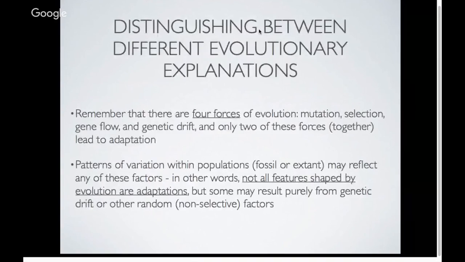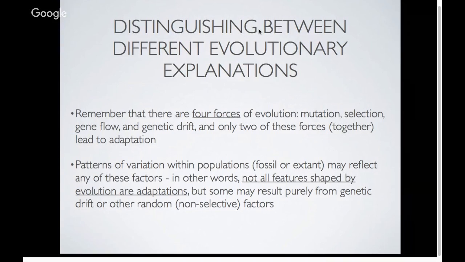This is important not only when we are looking at phenotypes that we can observe in nature, but also when we're looking at genotypes and trying to determine what sorts of evolutionary forces explain the patterns of variation we see at the genetic level. It's important to remember that not everything is adaptive and that there are different evolutionary explanations that can be used to interpret what we see.